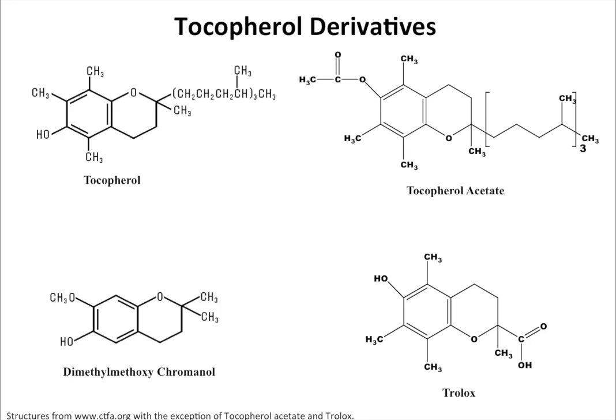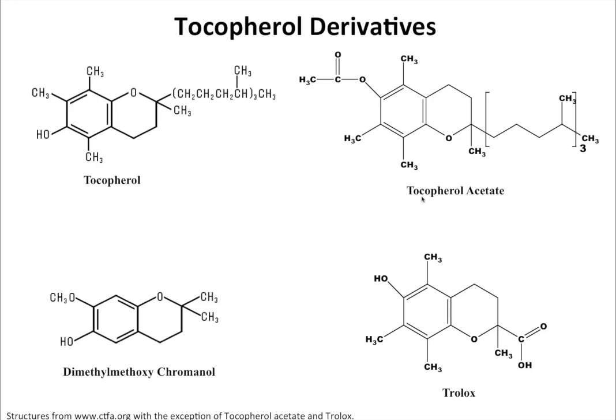So to circumvent the instability of tocopherol, or alpha tocopherol, a number of different derivatives have been made over the years. This is showing you the tocopherol molecule here. Essentially, this is pretty much what you find in alpha tocopherol. It's written a little bit differently than the one that I introduced to you, but it's essentially the same molecule.